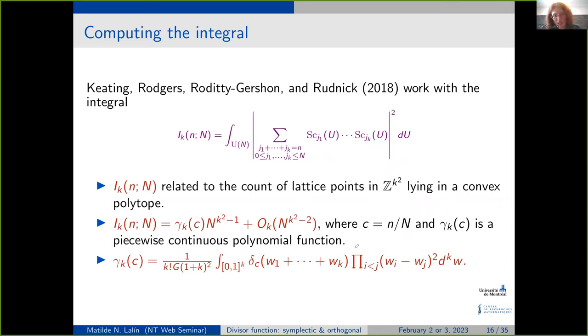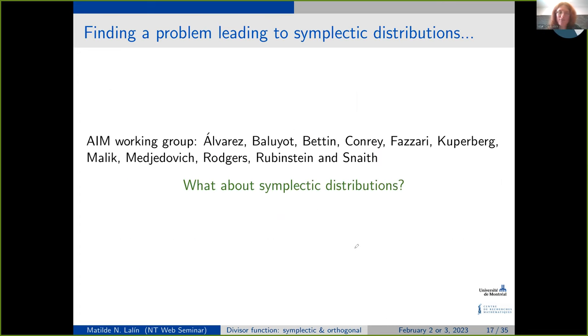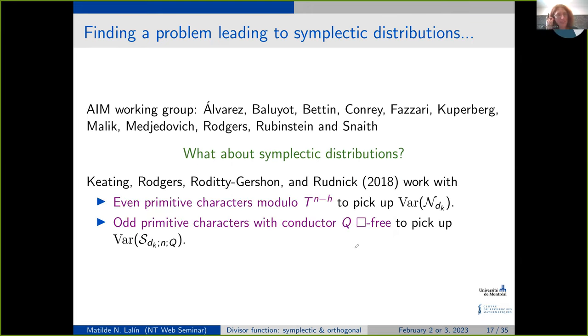Now, our project started out of a working group at AIM with various people. Everybody was sort of interested in this gamma_{k,c} coefficient. And the main question was, let's study a symplectic version of it. Then the question that Kuperberg and I started with was, let's go backwards and try to get the problem that gives you a symplectic distribution. Can we get a symplectic distribution?